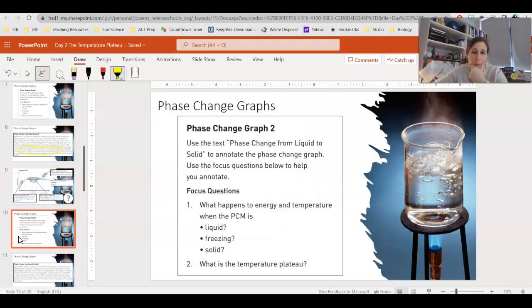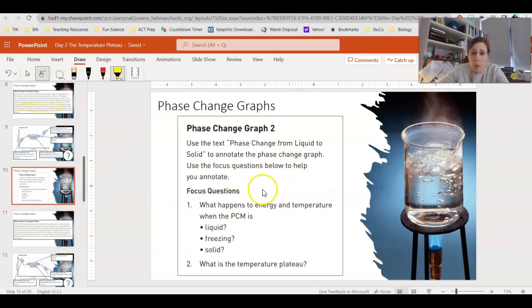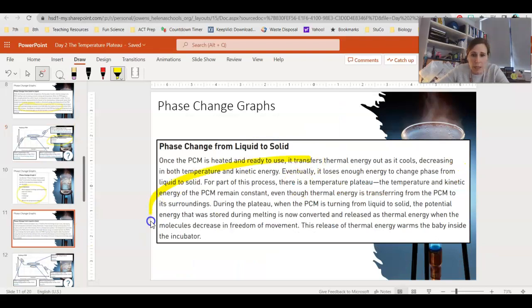Okay, you guys are going to do the same thing for the freezing model. So as our PCM cools back down and turns back into a solid, you guys will answer those same questions, okay, like you did on the last chart. So make sure you guys fill out slide 9. Don't forget to do the temperature plateau. Okay, and then you guys will do the reading again. You'll learn about how this energy is going to work.